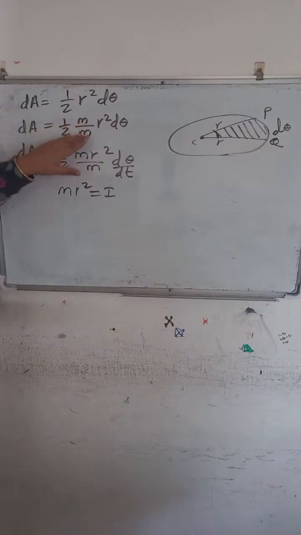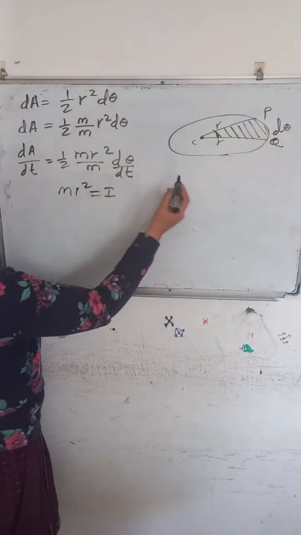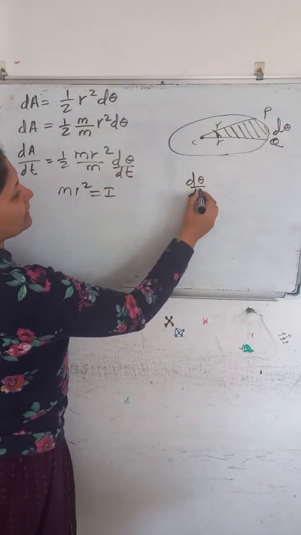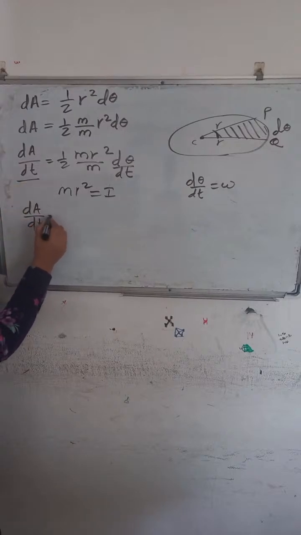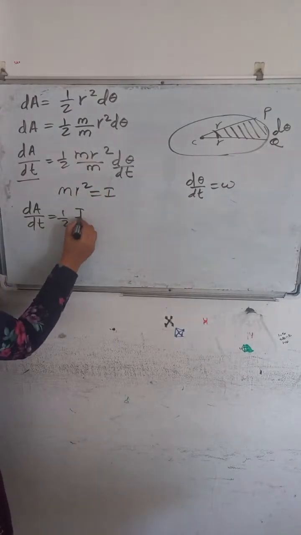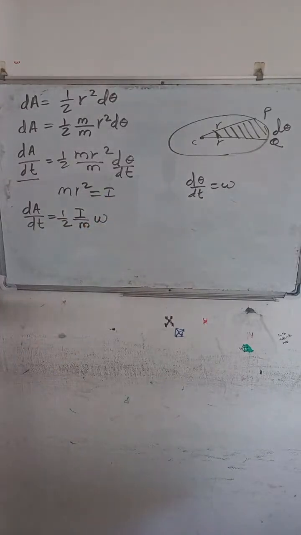Then I multiplied the numerator and denominator by m. After that I divided by delta t on both sides. We have inertia I, which is nothing but m r square, and d theta by dt, which we did in the third chapter. d theta by dt is nothing but what? Angular velocity omega, because d theta is the angular displacement. So dA by dt is nothing but half m r square, which is I upon m, times omega.